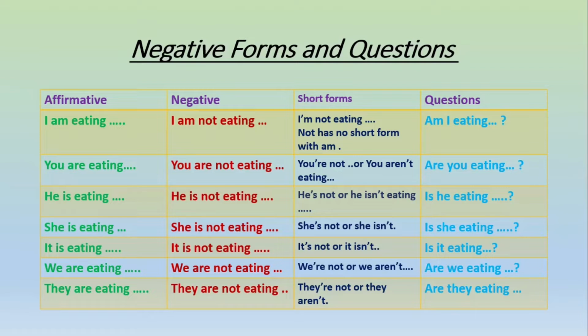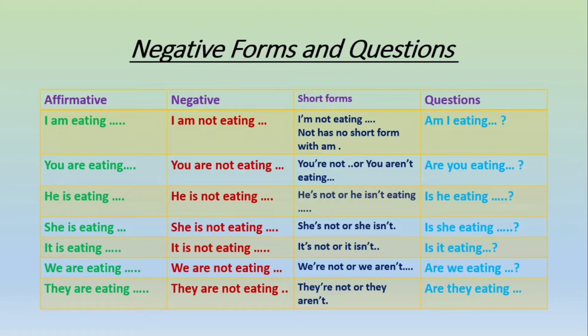Look at you are eating, for example. If we wanted to make a negative form, just add not after are. So you are not eating. If we wanted to make a short form, we can make the short form in two ways. What are they? Either we will abbreviate are or not. So we can say you're not. You're not. So we abbreviate are. We omit the A and add an apostrophe. Or a second form, we abbreviate not or take not as the short form. So we can say you aren't eating.